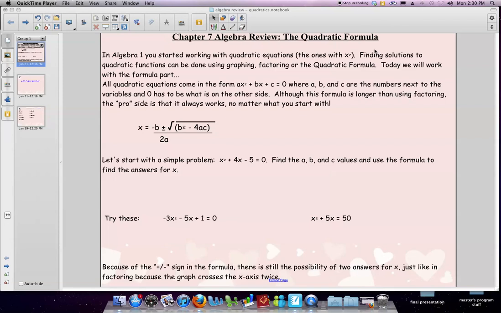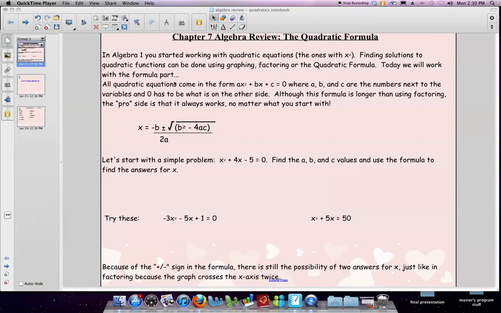This lesson is a review on the quadratic formula that you learned in Algebra 1. In Algebra 1, we started working with what were called quadratic equations. Those are the ones that have an x squared in them. Finding solutions to quadratic equations has to do with finding the values of x in which the graph crosses the x-axis. You can do this by graphing a function, by factoring, or by using the quadratic formula. Today we're going to work with the formula.